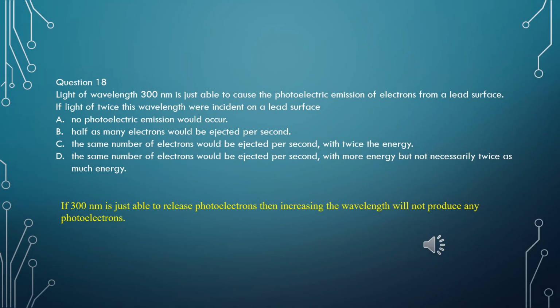The larger the wavelength, the lower the energy. So, the energy of light with a larger wavelength than 300 nanometers is lower than that of 300 nanometers. If 300 nanometers is just able to release photoelectrons, then increasing the wavelength will not produce any photoelectrons.